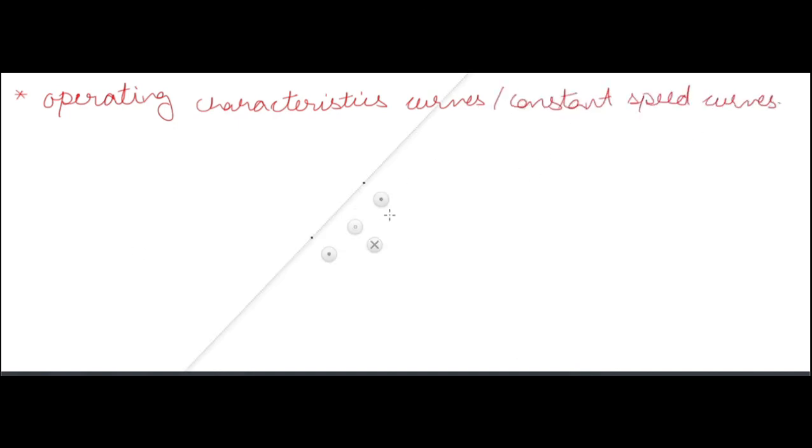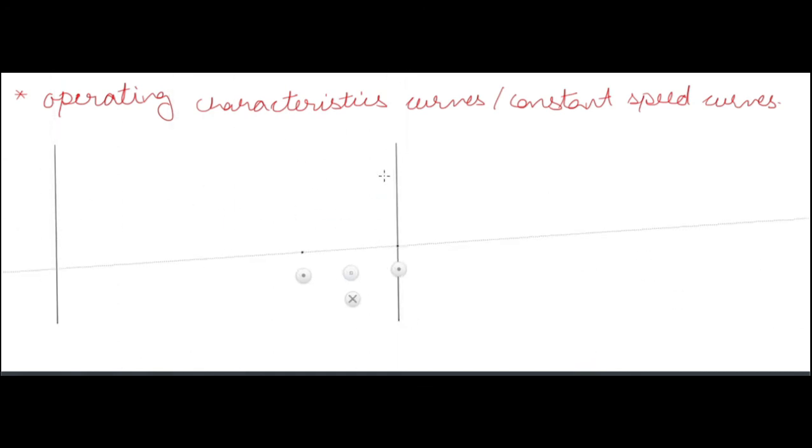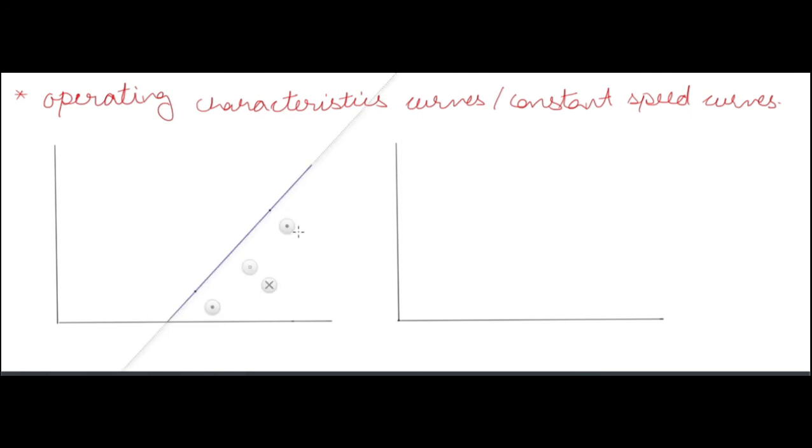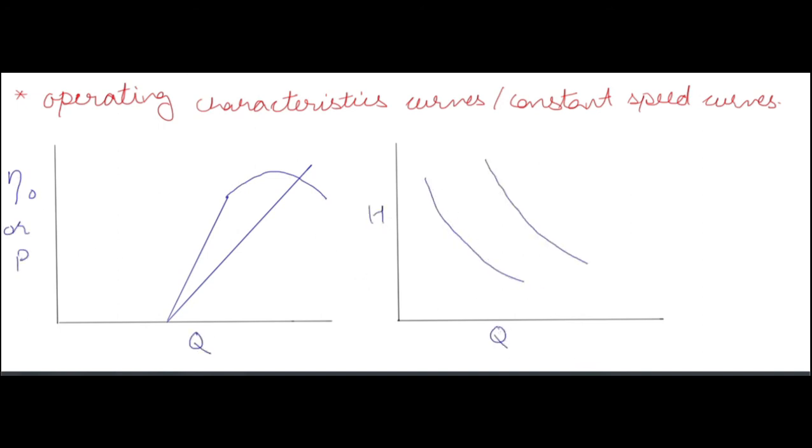Now main characteristic curves are over. Now operating characteristic curves. Operating characteristic curves are called constant speed curves, means these graphs are drawn at constant speed. First one is efficiency versus discharge, and second one is head versus discharge.